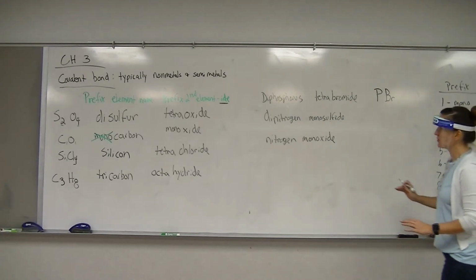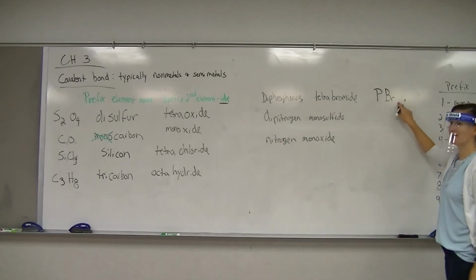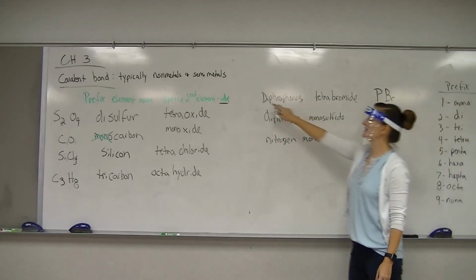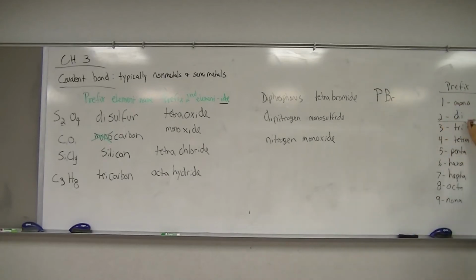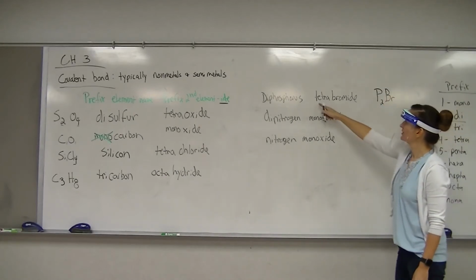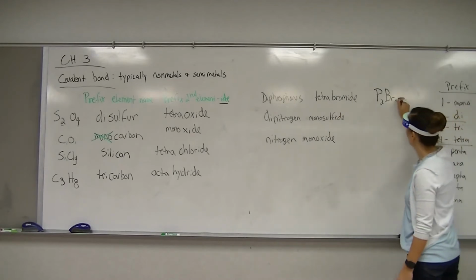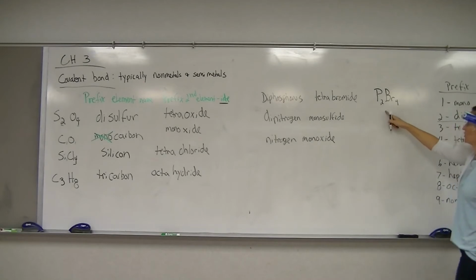Once you have the symbols, the prefixes are going to tell you what numbers you need to put, what subscripts. So diphosphorus, di tells me it's 2. Tetrabromide, 4, so Br4. So P2Br4, that is the correct chemical formula for that name.